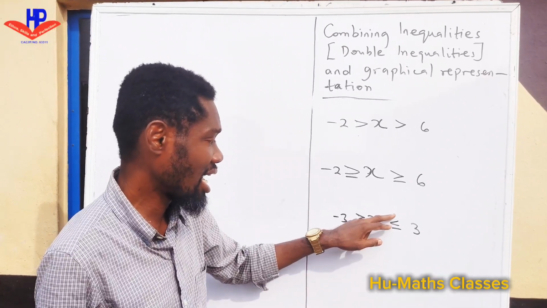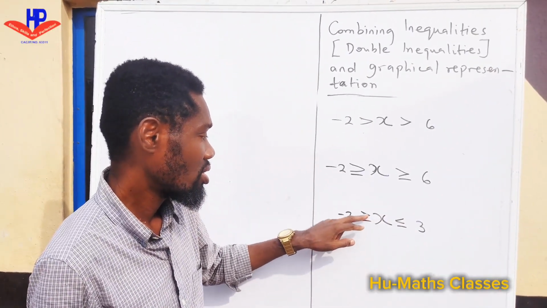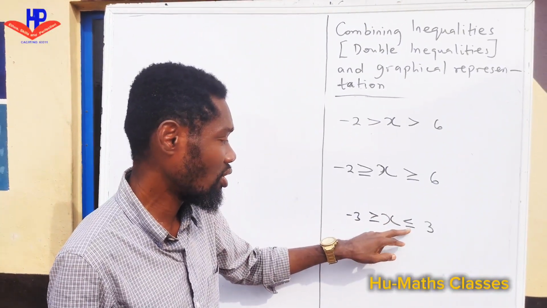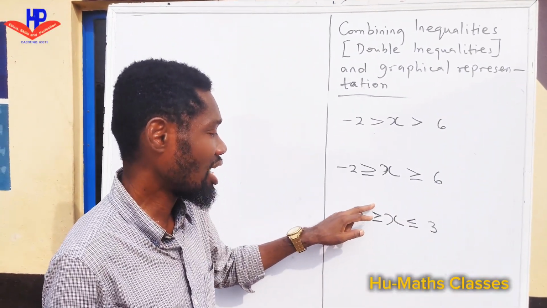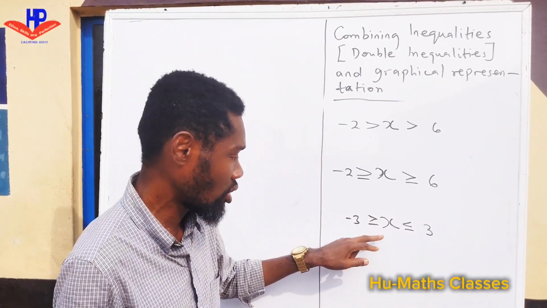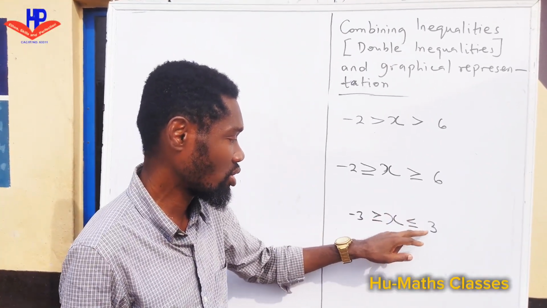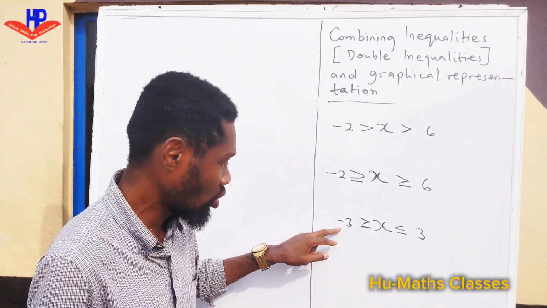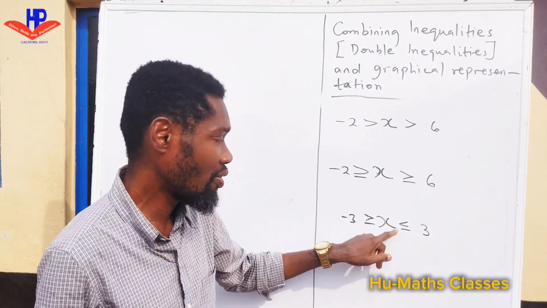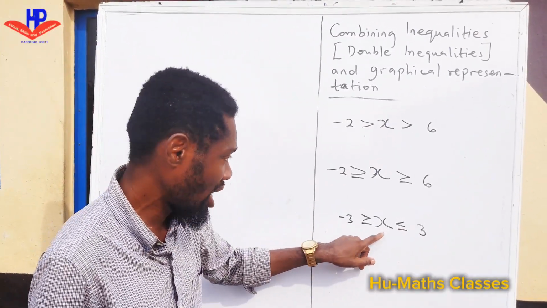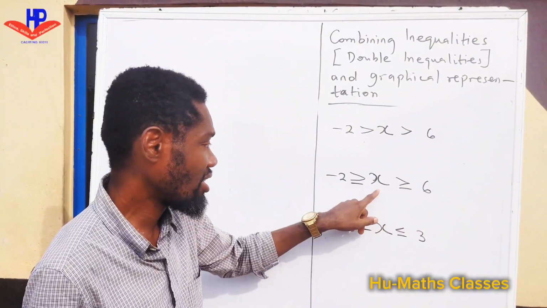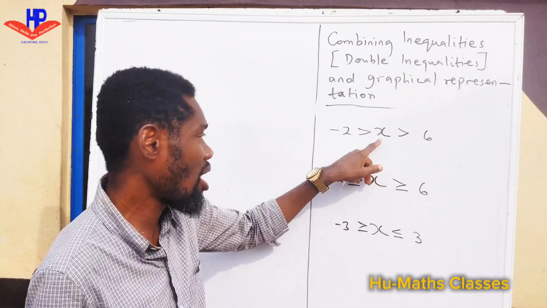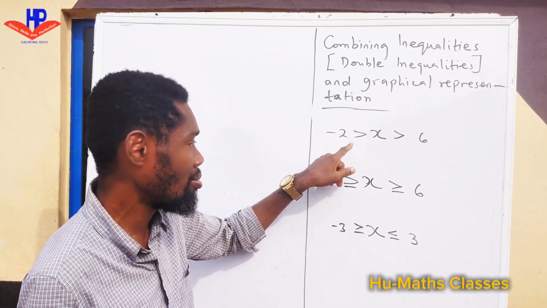X is less than or equal to 3, less than or equal to minus 3. They are also both inclusive. X is less than or equal to 3 is inclusive. X is less than or equal to minus 3 is also inclusive, meaning 3 will be a member of X and minus 3 is also a member of X. 6 is a member of X and minus 2 is also a member of X. In the first problem, 6 is not a member of X and minus 2 is not a member of X.